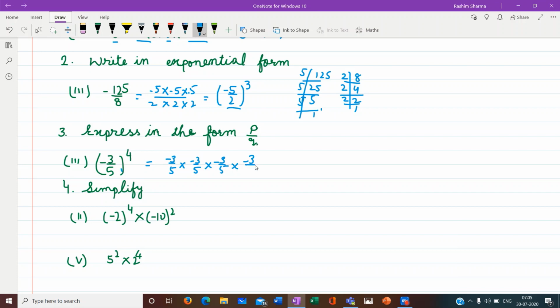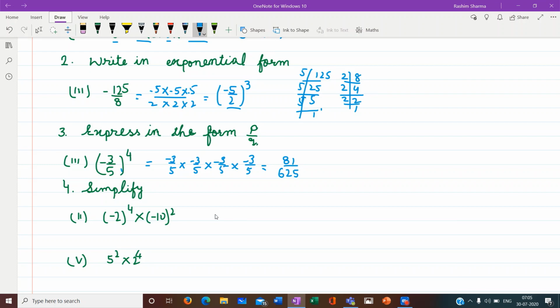Alright, an even number of times when the negative sign multiplies, it becomes positive. And here 3 into 3 into 3 into 3 becomes 81. Same way, when we multiply 5 four times, we get 625. A negative sign an even number of times will become positive.